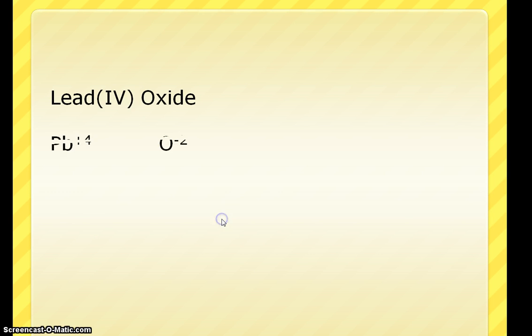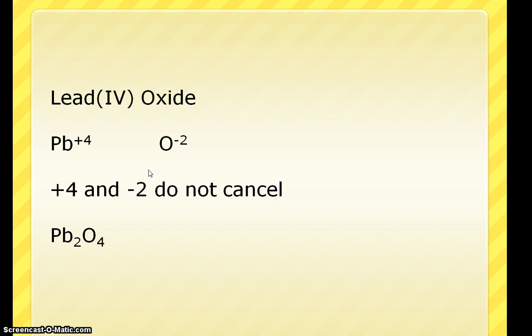Lead 4 oxide. Lead is Pb plus 4, so that's what this Roman numeral is telling me back here. And then you have O minus 2. Well, when I cross their charges, I get Pb2O4.